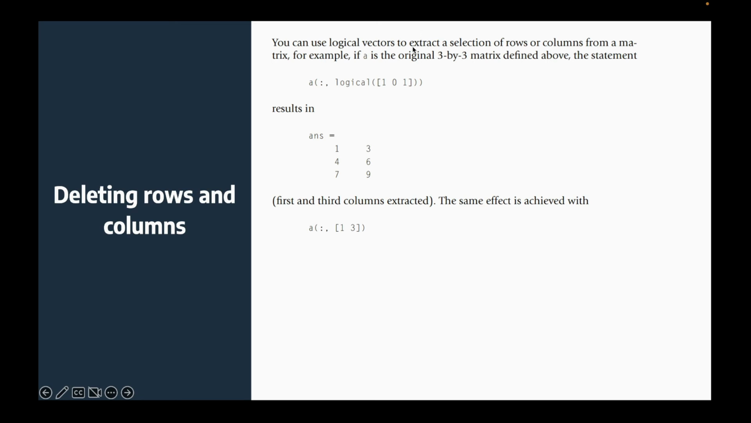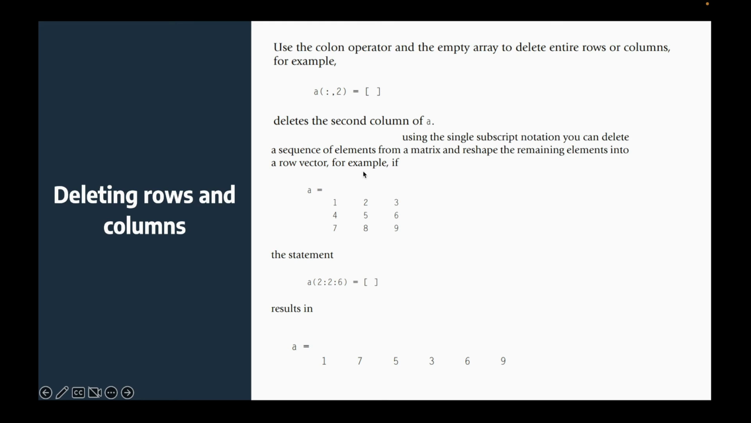When you do that, you're telling him in the first column, keep the values. For the first column, keep it. That's true. 1. Second column is 0, so you kill it. Third column, you keep it. So he kept 1, 4, 7, and he kept 3, 6, 9, and he killed the middle column. You guys see what happened here?